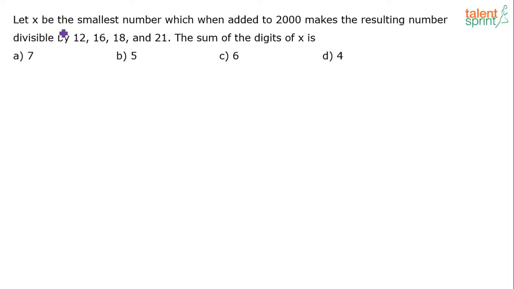Here he says, let x be the smallest number which when added to 2000 makes the resulting number divisible by 12, 16, 18 and 21. The sum of the digits of x is. So this also is a question based on the divisibility rules, or in fact the concept of LCM and HCF. It is just twisted a little bit by asking us to find the sum of the digits of the number x. So I'll leave you with this for 45 seconds again, or maximum 1 minute. The clock starts now.